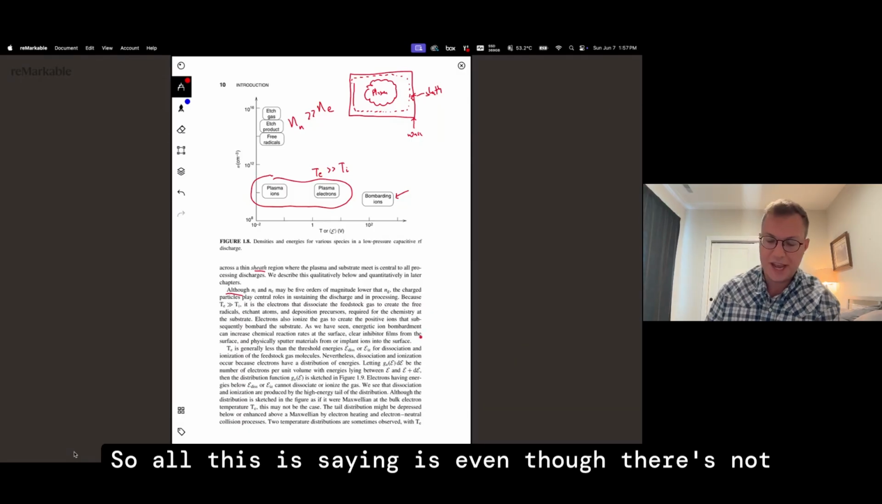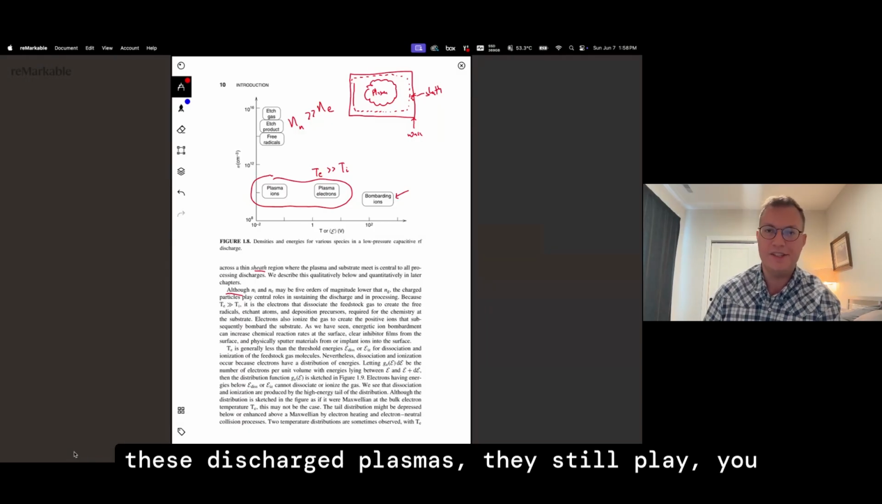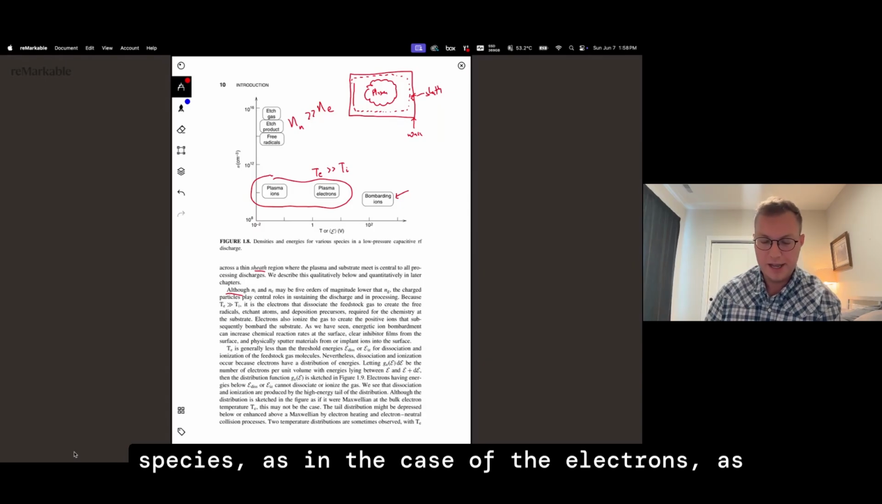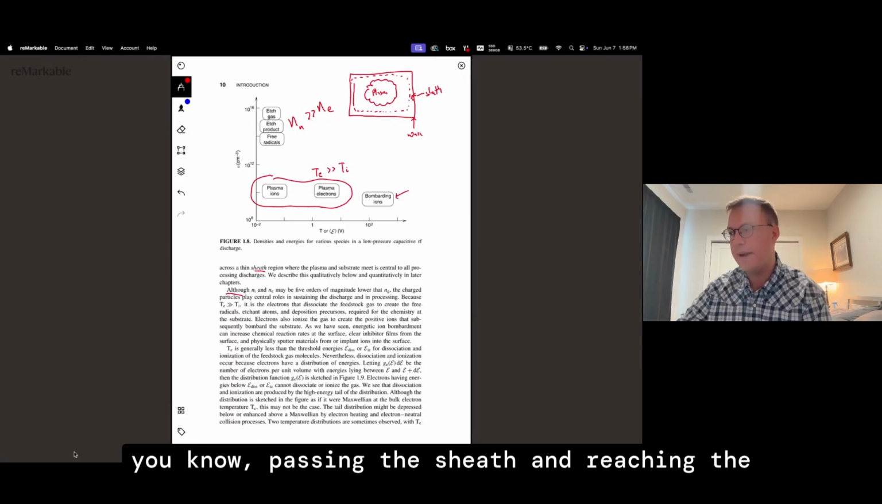So all this is saying is, even though there are not that many electrons or ions, they still play a fundamental role in these discharge plasmas, both in generating the species, in the case of the electrons, as well as delivering energy to the surface, in the case of the ions passing the sheath and reaching the surface.